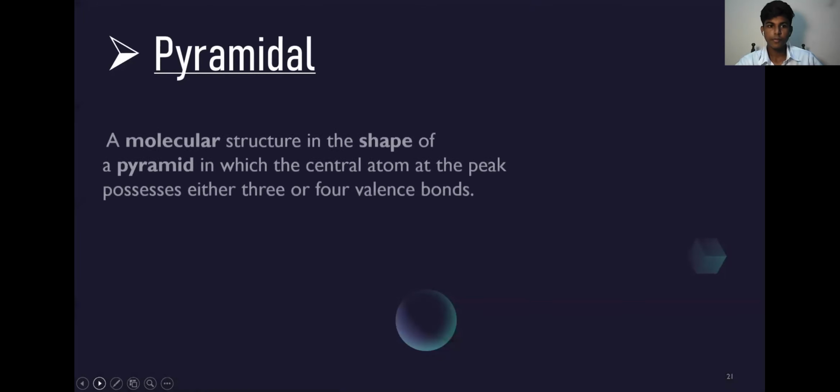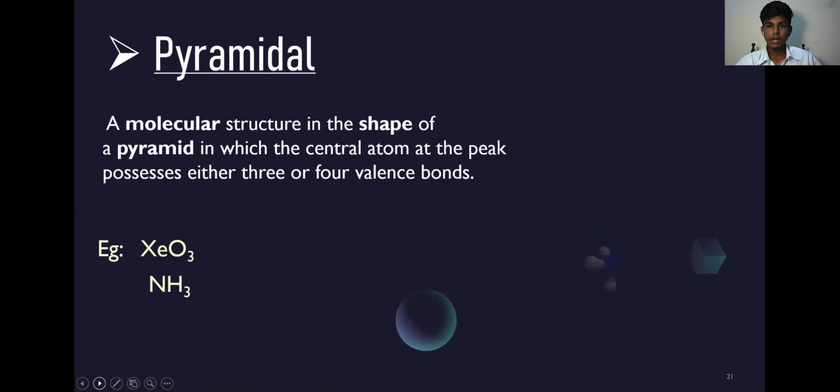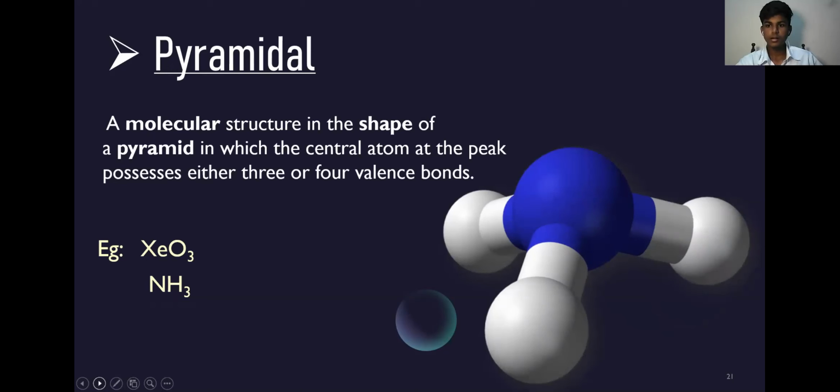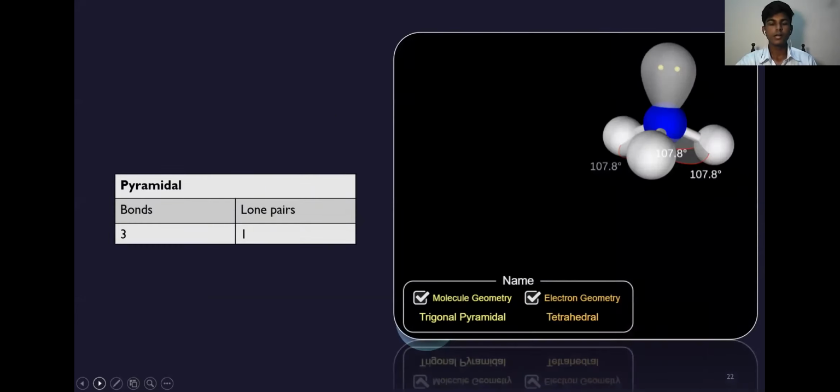The next molecular structure is in the shape of a pyramid. Here, the central atom at the peak possesses either 3 or 4 valence bonds, forming the base of a pyramid. In this figure, there are 3 bonds and only 1 lone pair. In such situations, the molecular geometry is trigonal pyramidal, whereas the electron geometry is tetrahedral.